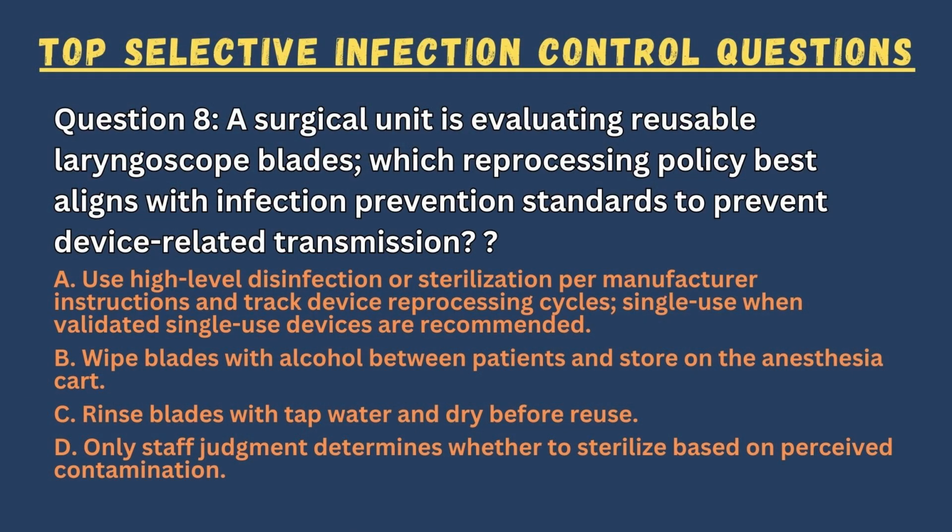Question 8. A surgical unit is evaluating reusable laryngoscope blades. Which reprocessing policy best aligns with infection prevention standards to prevent device-related transmission? A. Use high-level disinfection or sterilization per manufacturer instructions, and track device reprocessing cycles. Single-use when validated single-use devices are recommended. B. Wipe blades with alcohol between patients and store on the anesthesia cart. C. Rinse blades with tap water and dry before reuse. D. Only staff judgment determines whether to sterilize based on perceived contamination.